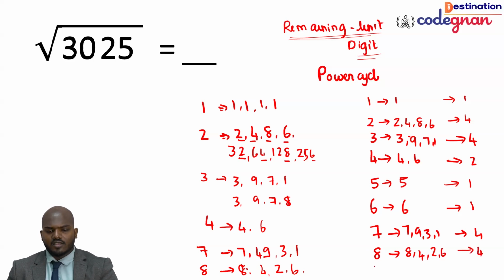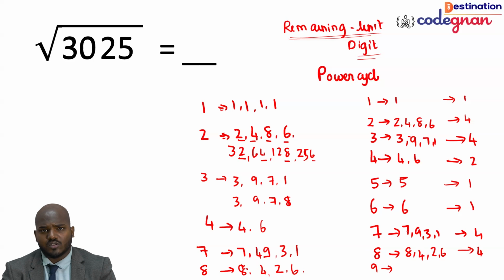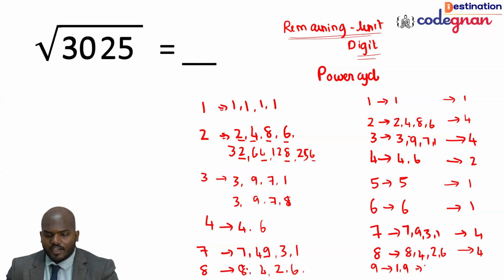Coming to the 9, guys, you see this one, 9 power 1 is 9. 9 square is what? 81. That last digit is 1. 9, 1, 9, 1. It will have only 2 digits here. That I can call as only 2.